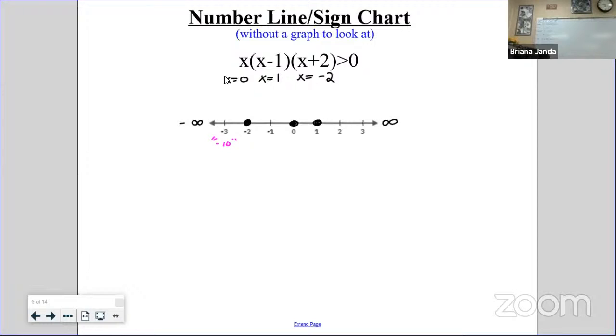I don't really care what the answers are. I care if it turns out positive or negative. When I plug in -10 for x, I get a negative number, right? When I plug in -10 here, I have -10 minus 1, which is another negative number. And when I plug in -10 here, -10 plus 2 is still a negative number, right?